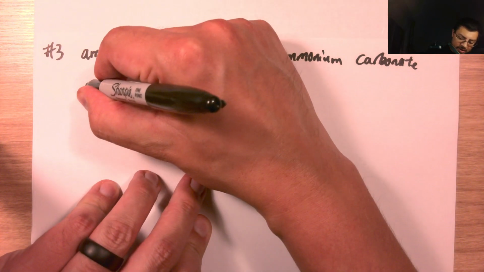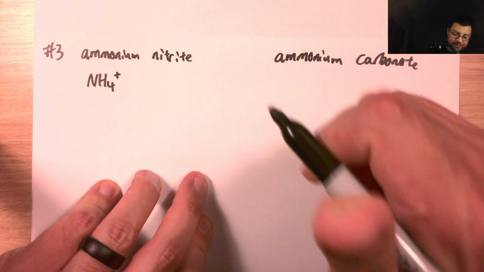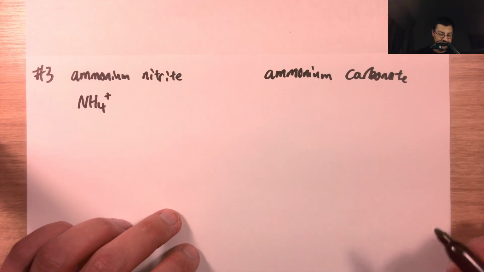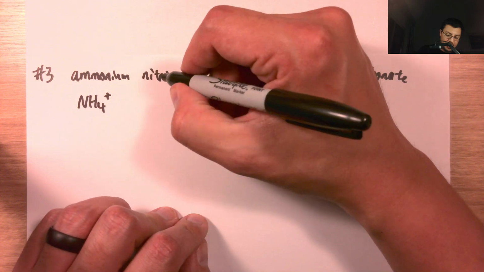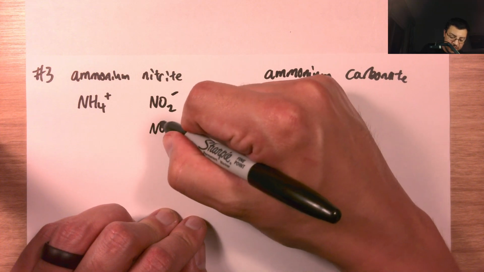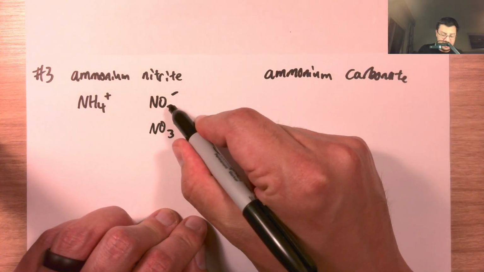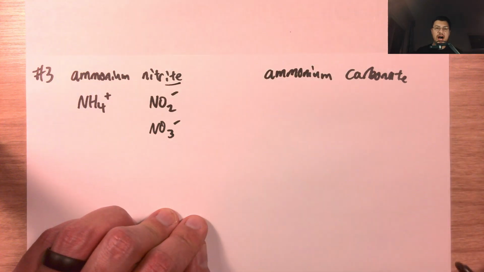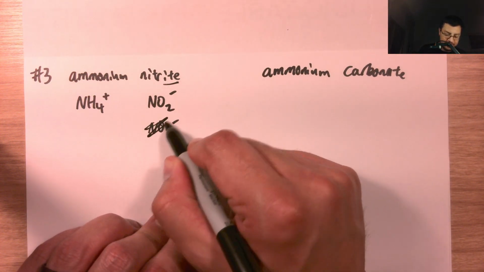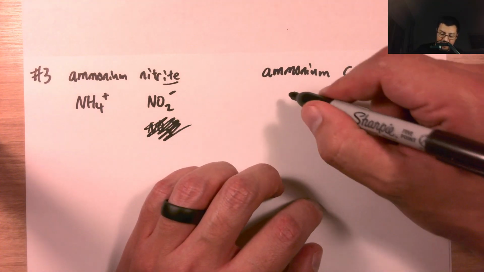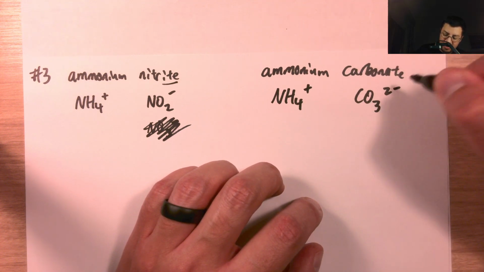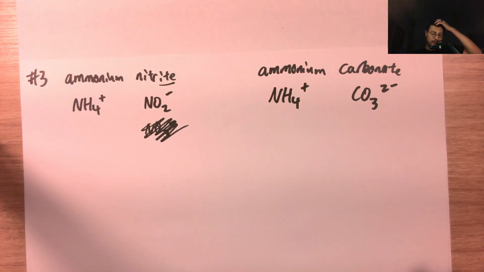All right, so ammonium is NH4+. It's one of the few polyatomic cations you'll learn this semester. And nitrite, not to be confused with nitrate. Nitrate is NO3-. Nitrite just means you have 1 less oxygen. Everything else is the same. Nitrite is NO2-. All right, and then we have ammonium carbonate. NH4, and then CO3 2-, carbonate, CO3 2-.